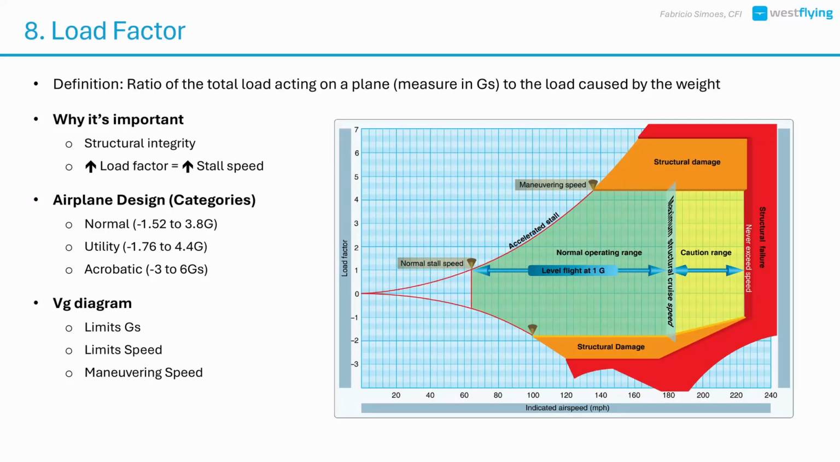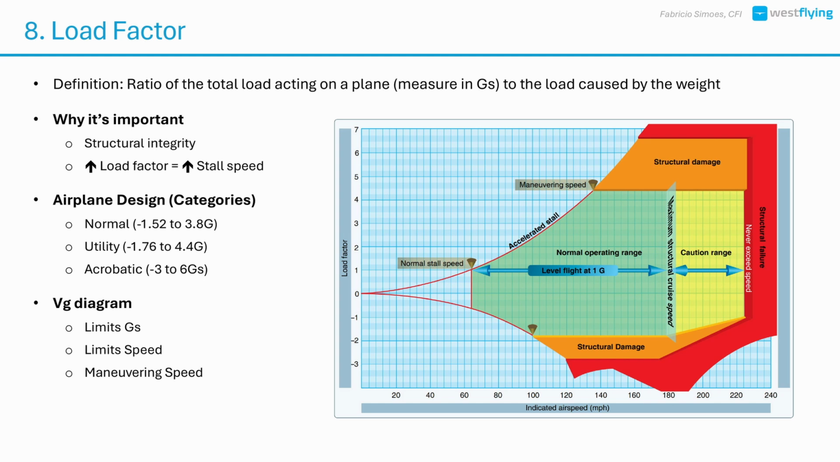Let's now talk about load factor, one of the most important aerodynamic concepts that affects both safety and aircraft performance. Load factor is defined as the ratio of the total aerodynamic load on the aircraft to its weight, and it's measured in Gs. 1 G is equivalent to the force of gravity acting on the airplane in straight and level, unaccelerated flight. But once you start maneuvering, turning, or encountering turbulence, that load increases.